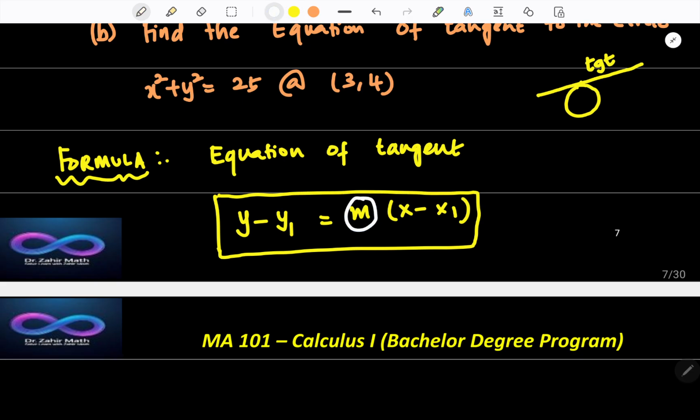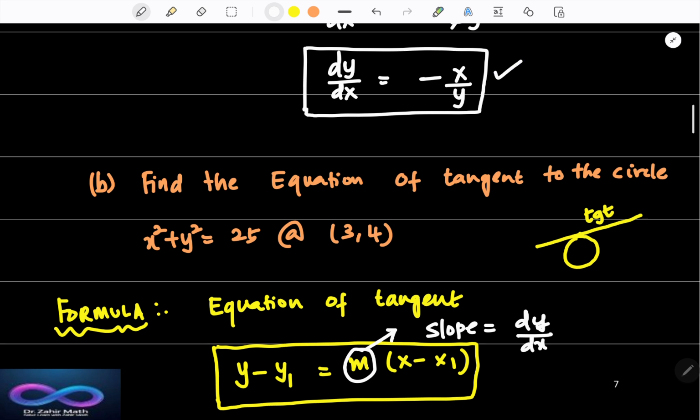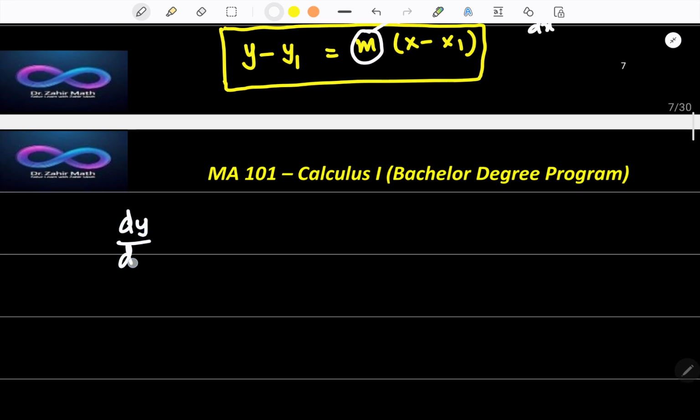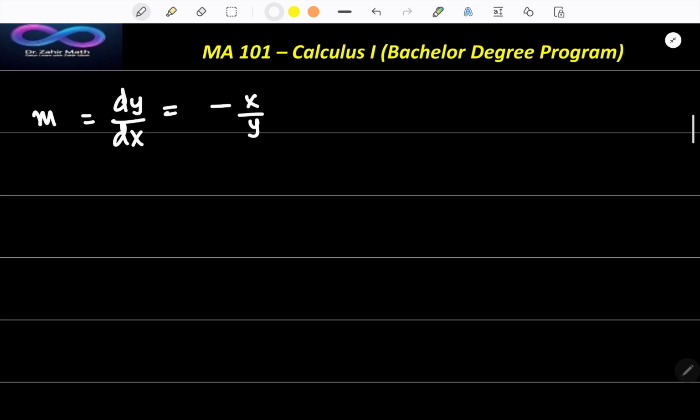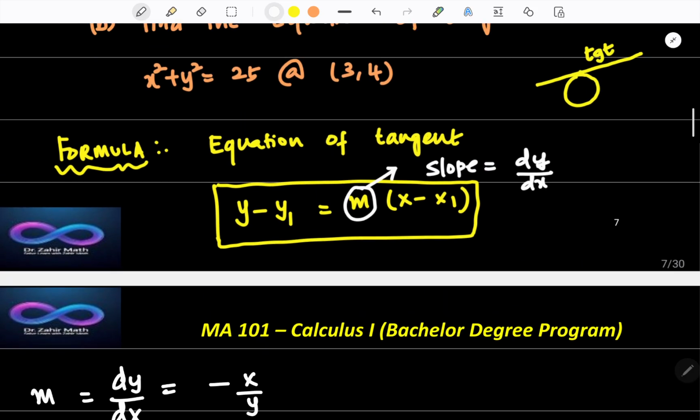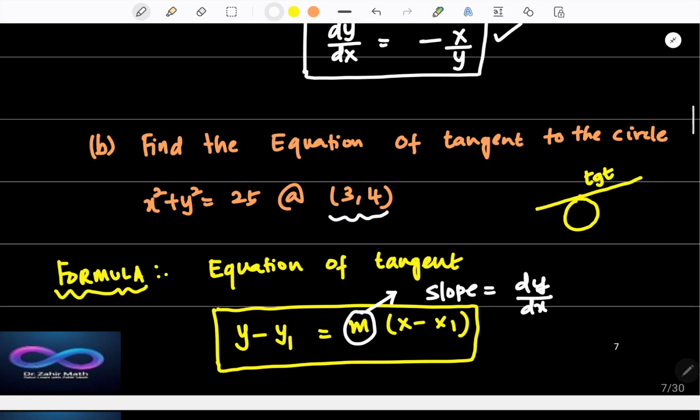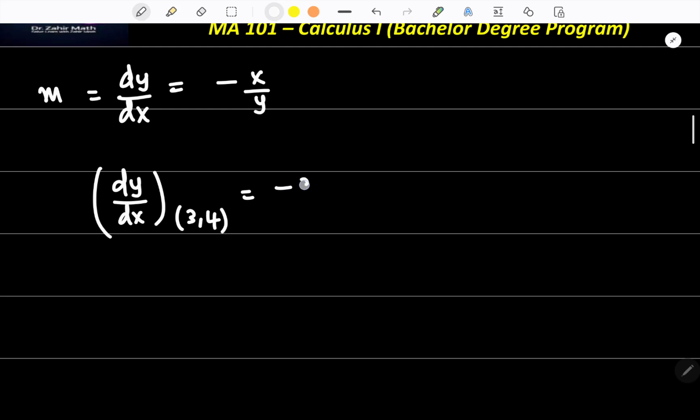What is your m? M is the slope. But in differential calculus, we call the slope dy by dx. Clear, all of you? Just now we calculated our dy by dx, which is equal to m, and which is equal to minus x divided by y. So slope is a number, keep in your mind. I'm going to calculate dy by dx at the point 3, 4, which is given in the question. At 3, 4 it is minus 3 divided by 4. So this is your slope m.